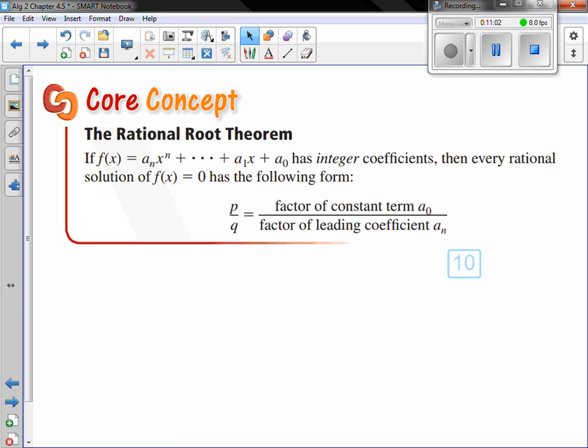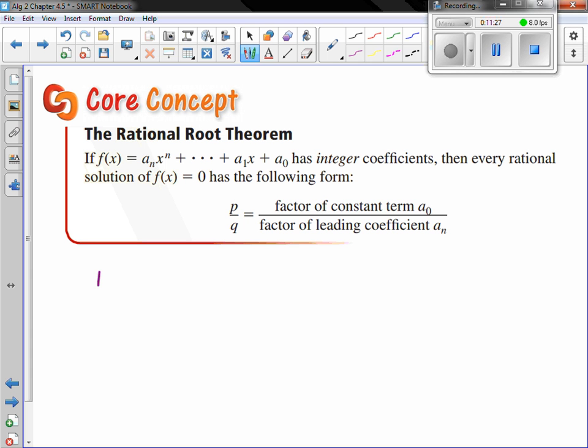And we did most of the rest of these here. This is where we stopped, the rational root theorem. If we have a polynomial with integer coefficients, then every rational solution of f of x equals 0 has the following form: p over q.